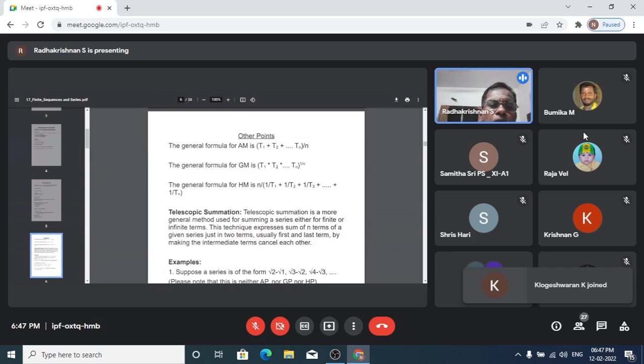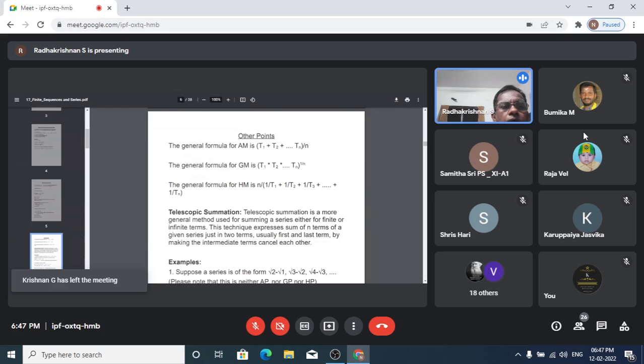The general formula for HM we can write like this: n by (1 by T1 plus 1 by T2 plus 1 by T3 up to 1 by Tn). These reciprocals form an arithmetic progression, so we take the average of that arithmetic progression and then invert it. That is why it becomes n by 1 by T1 plus 1 by T2 etc. up to 1 by Tn. So this is the general formula for AM, GM and HM where there are more than two terms.